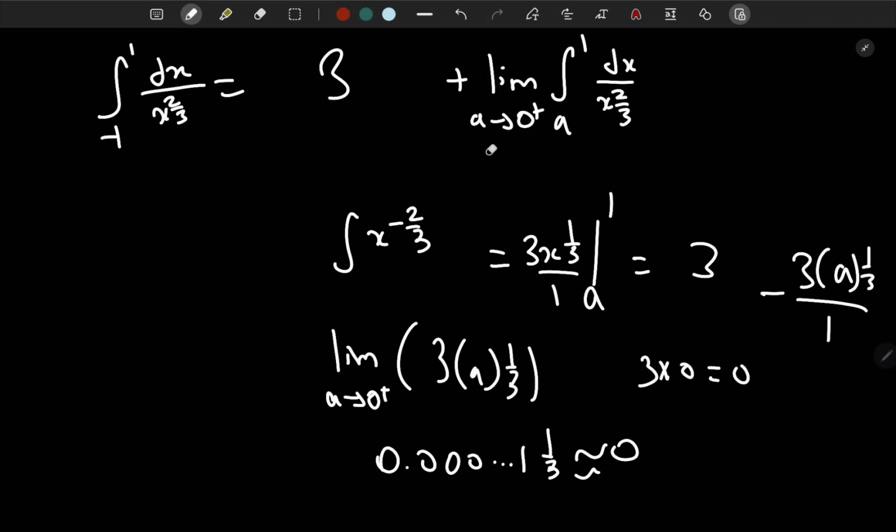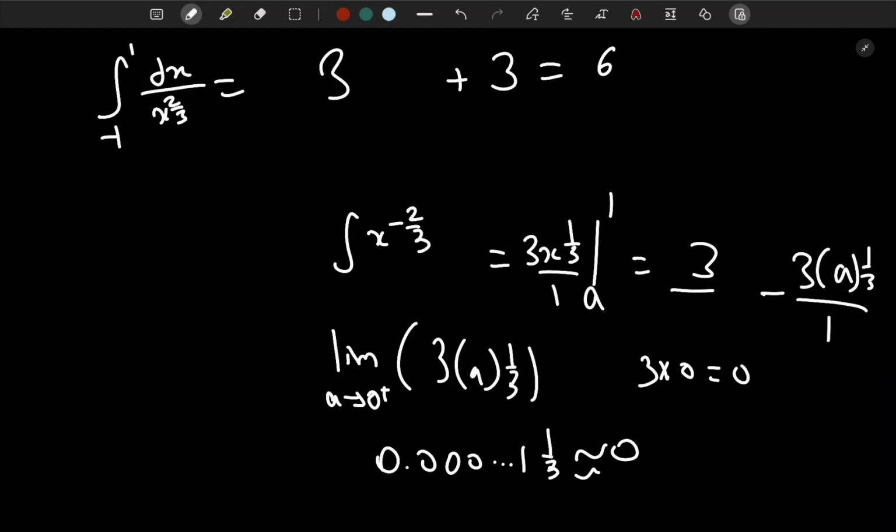So here we can conclude that this limit and integration is also 3, since we have a 3 over here. So the final answer would be 6. So as always, I do have a shortcut method for you guys.